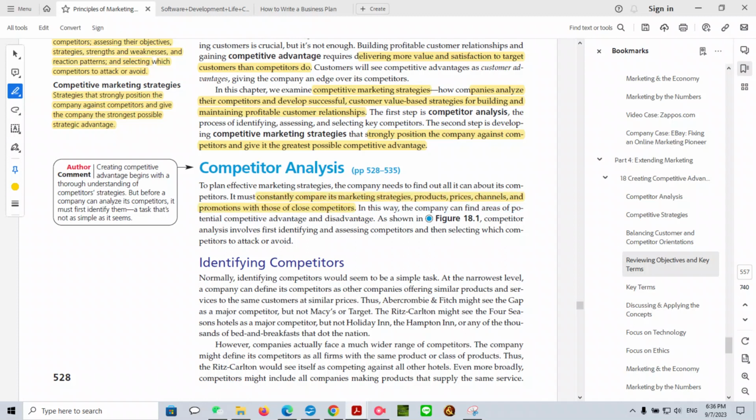And this way, the company may find areas of potential competitive advantage and disadvantage. That is basically what we do better or what we do worse. That's basically our strengths and our weaknesses compared to the strengths and weaknesses of our competitors. The competitor would be threats, and the difference between the advantages and disadvantages are opportunities.